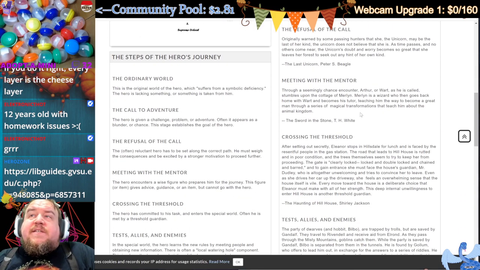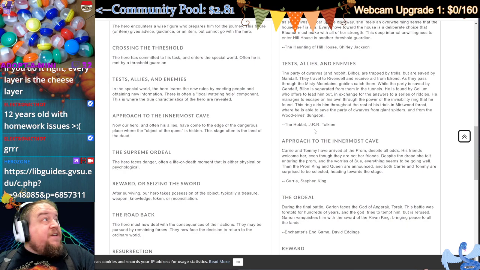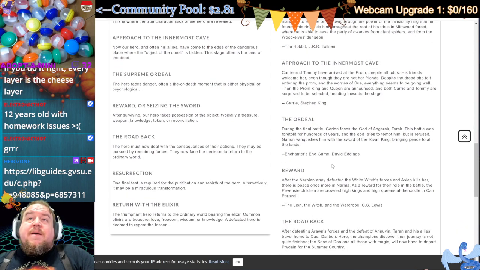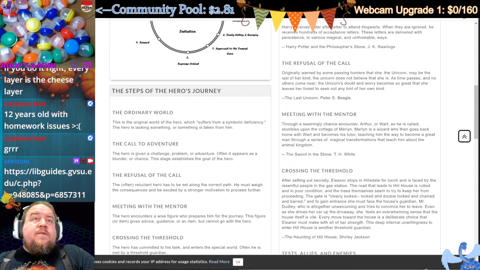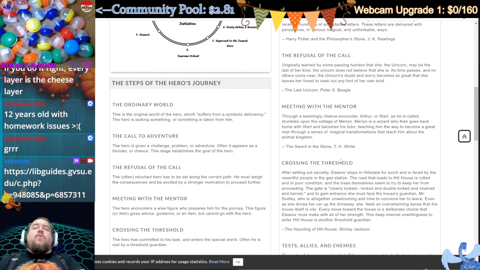Through a seemingly chance encounter, Arthur, or Wart as he's called, stumbles upon the cottage of Merlin. Merlin is a wizard who then goes back home with Wart and becomes his tutor, teaching him the way to become a great man through a series of magical transformations that teach him about the animal kingdom. And this is from The Sword and the Stone. Go check it out. This is a good site because it is taking you through examples step by step. What these mean, and will provide something more for you.